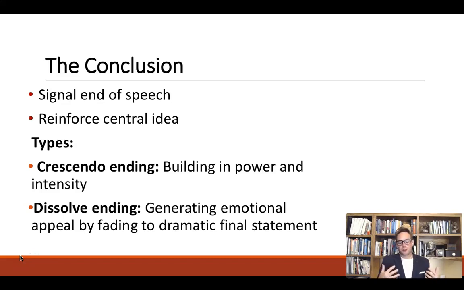But we could use a dissolve ending, and this is generating emotional appeal by fading to dramatic final statements. So dissolving an ending leaves the audience with more of a somber, dramatic emotion. So one of my students gave a speech about banning plastic straws, and this was a few years ago too.